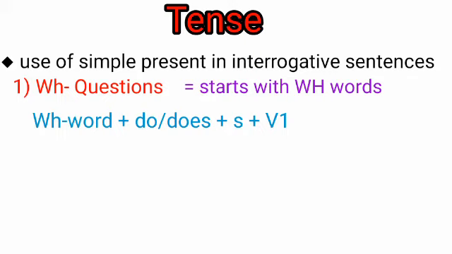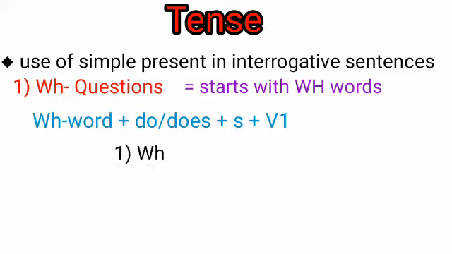It means you have to use the WH word first, then do or does, any one of them, and then plus subject, and your do or does will depend on your subject. Plus you have verb first form, meaning base verb, and after that the remaining sentence will be there, and finally a question mark. Okay, let's use this structure in some examples.